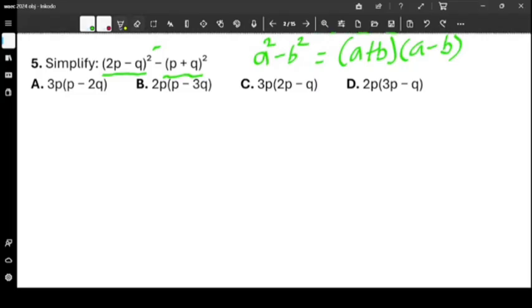So the whole of 2p minus q is going to be my a, and the whole of p plus q is going to be my b. All right. So I'm going to apply the difference of two squares formula to simplify this equation.